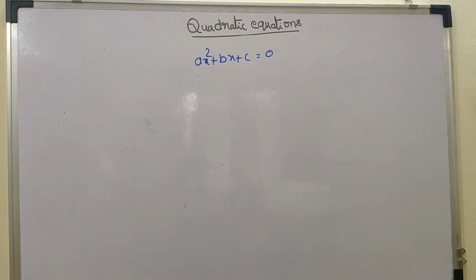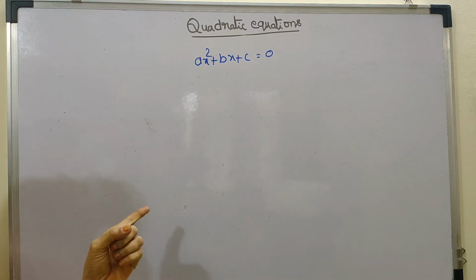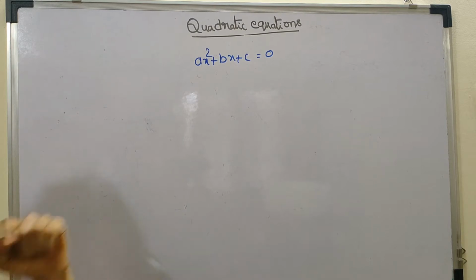Quadratic equations. Tell me, what did you learn about the quadratic equations in previous classes? ax² + bx + c = 0 is called a quadratic equation. And you might have known how to solve the quadratic equation and the nature of the roots, right? So again we recall those concepts.